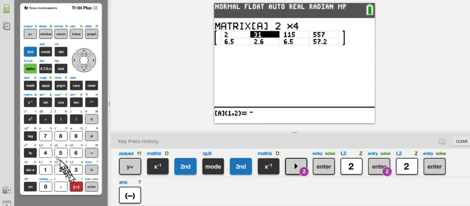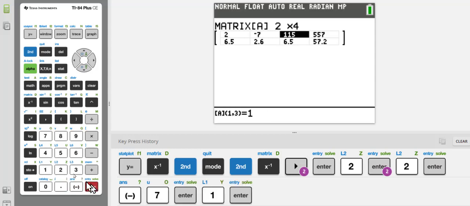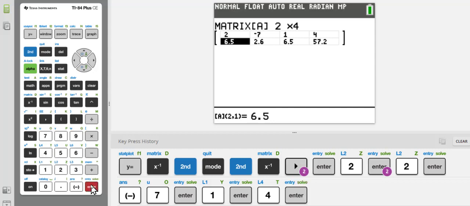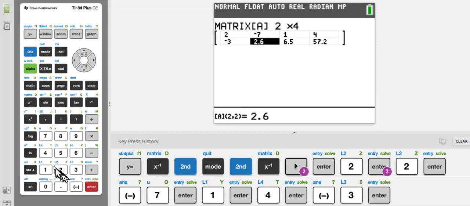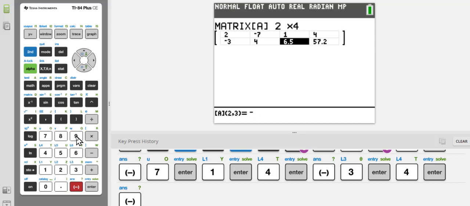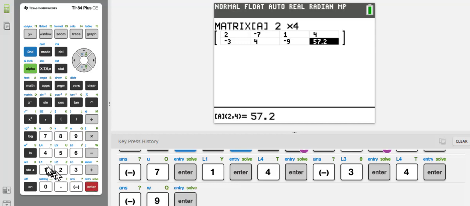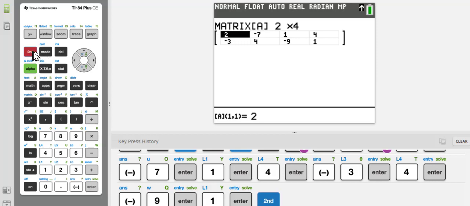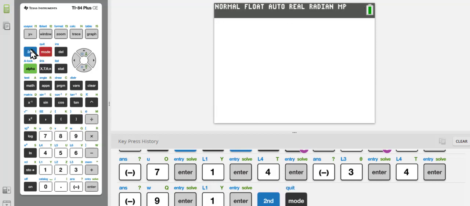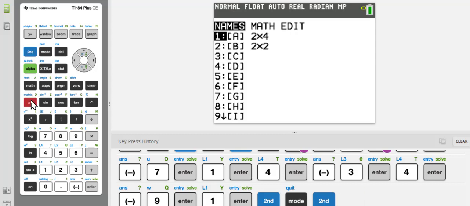2, negative 7. Be careful here that you're entering in the negative and not the minus sign. Negative 3, 4, negative 9, and 1. Okay, second and quit kind of saves that matrix.